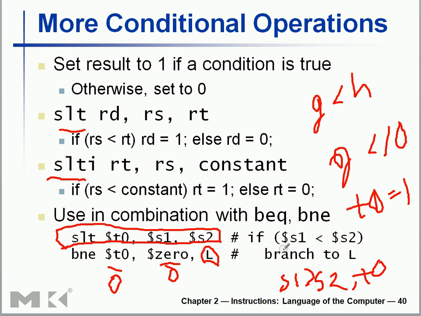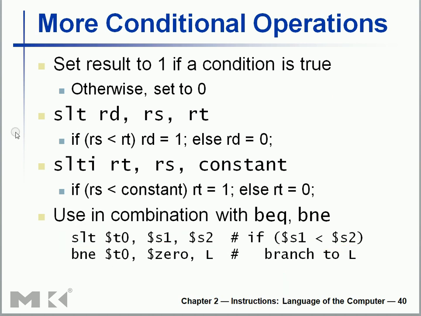But if S1 is less than S2, as mentioned over here, then T0 will be 1. That means if you compare those two, this is 1 and this is 0. They are not equal. That means the loop will go on. Okay? That's how you do it. I think you'll understand better if you see it in the code.